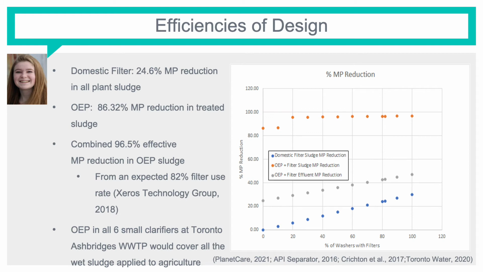Combining 82% filter uptake, as cited from a consumer poll, with one line of primary clarifier, we get a 96.5% reduction in the OEP treated sludge, which makes up 3.66% of plant sludge. A filter uptake as low as 20% would allow our target of 95% microplastic reduction in our treated sludge. If all 6 small primary clarifiers at the Ashbridges Water Treatment Plant in Toronto are fitted with OEP, 21.9% of the plant sludge would be significantly lower in microplastic. This could make up the entire 18.4% of wet sludge that is applied annually to agriculture fields.